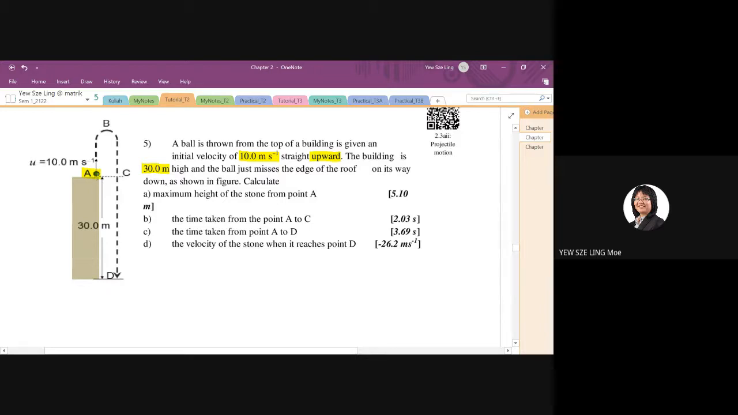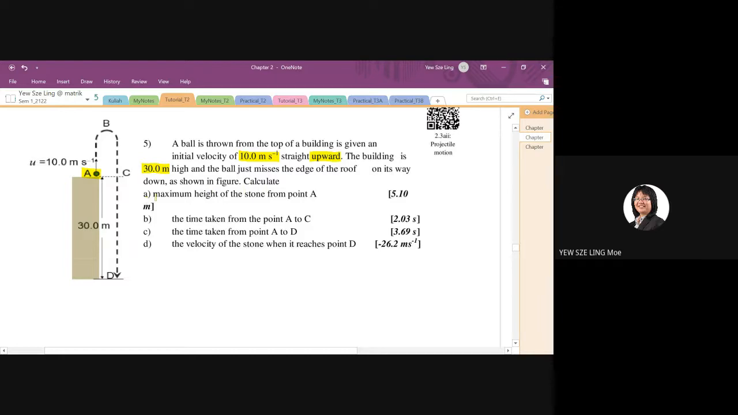So basically what happened is you throw it from A to B, it goes upwards, and then it goes back down along the same path. It just swings a little bit, and then it drops to the ground. So in this case, we are going to treat it as a one-dimensional question, not projectile motion. Just a vertical motion. The ball just misses the edge of the roof on its way down, as shown in the figure.